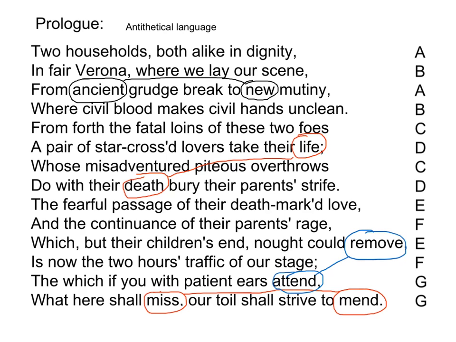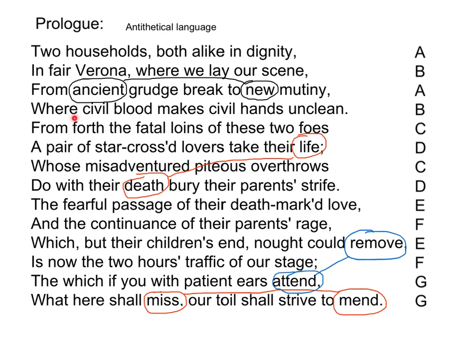And so what the passage is really saying is it's giving us the entire plot, that there's two households, the Montagues and the Capulets. And they think they're different, but they're not. They're both alike in dignity.